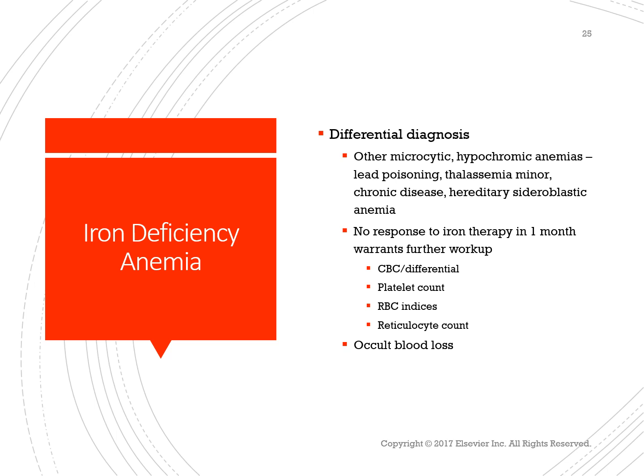So we would look at the CBC and diff. We would look at our platelet counts, our RBC indices, and our retic count. And we would also check them. We would be worried about occult blood loss, would definitely be in our differential.